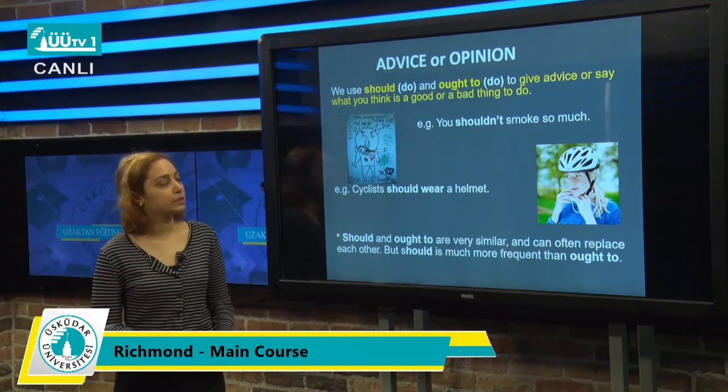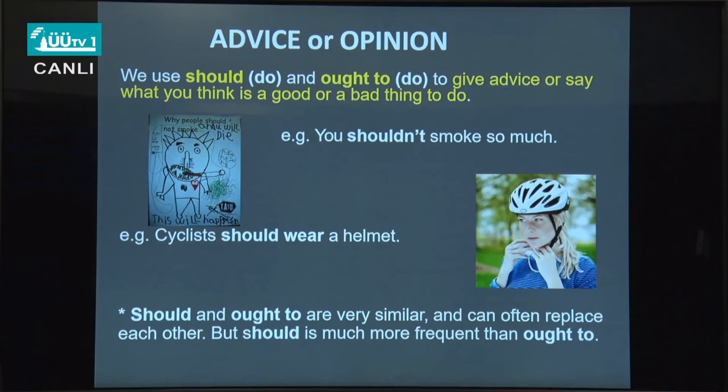Now let's talk about advice or opinion. We use should and ought to to give advice or say what you think is a good or bad thing to do. Let's look at this example. You shouldn't smoke so much. Again, the grammar structure is very easy. We have the subject, we have should or shouldn't, and we have the verb.